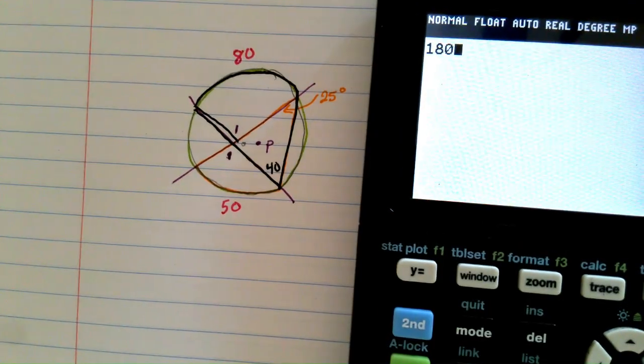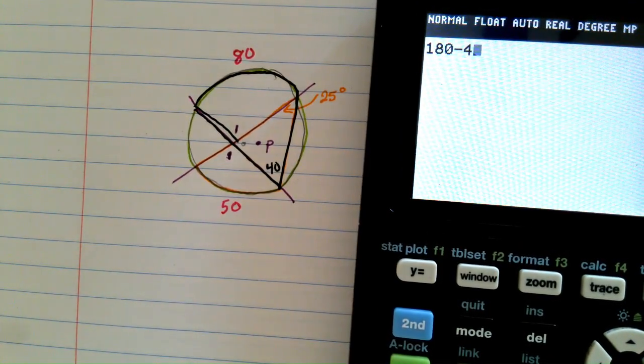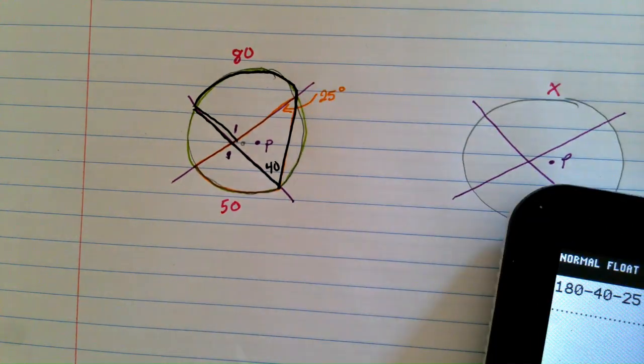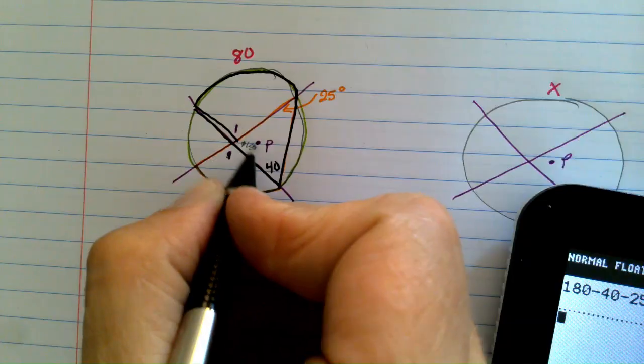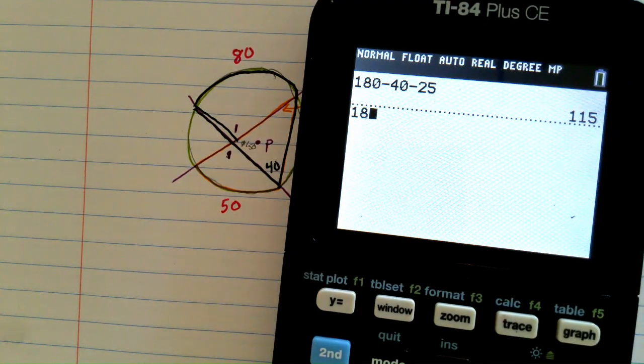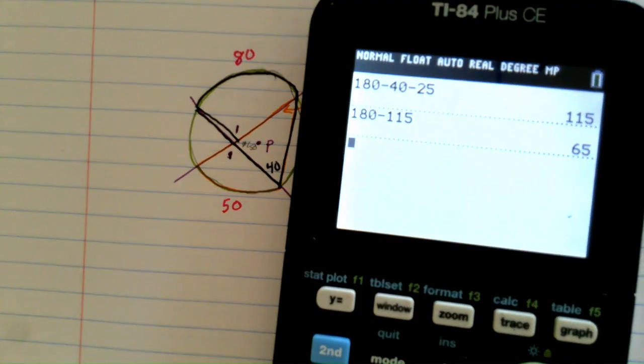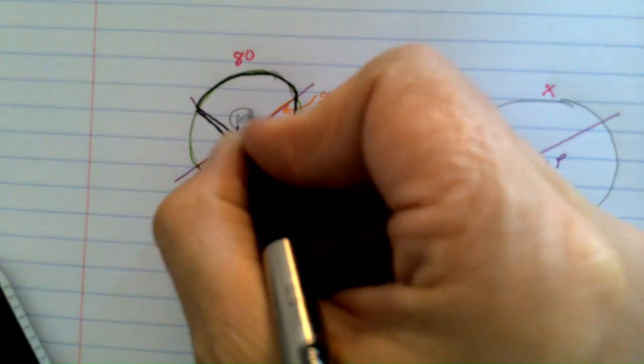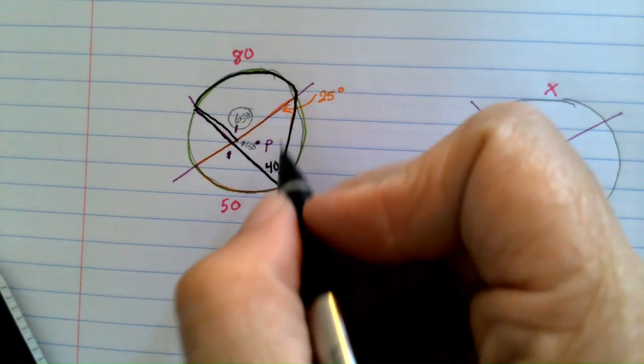So 180 minus 40 minus 25 is 115. So that leaves 115 for right here. And then 180 minus 115 is 65. So your remote interior angles say this exterior angle equals the remote interiors added together.